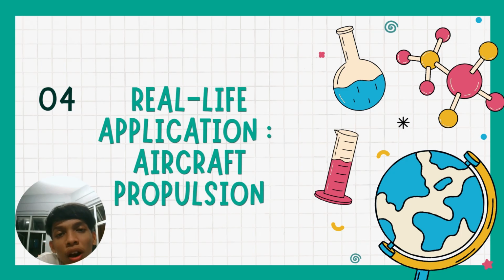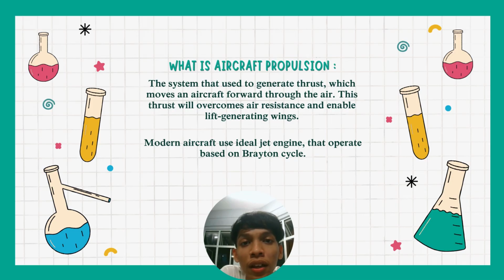Now for number 4, I want to talk about a real-life application: aircraft propulsion. What is aircraft propulsion? Now I will explain the meaning. Aircraft propulsion is the system used to generate thrust which moves an aircraft forward through the air. This thrust will overcome air resistance and enable lift-generating wings.